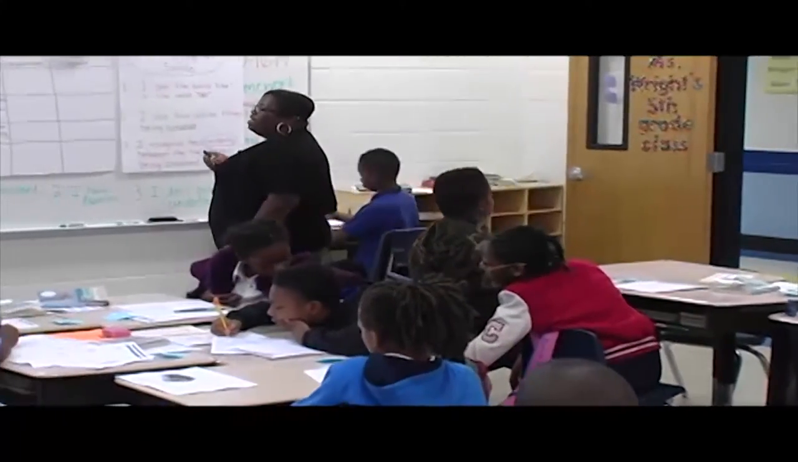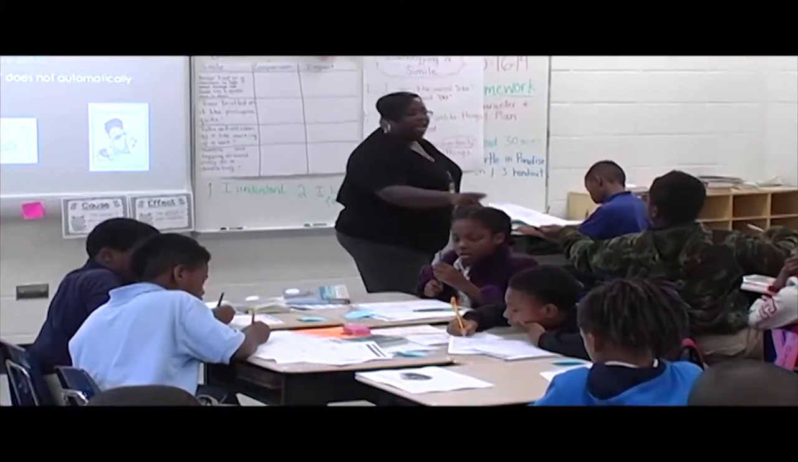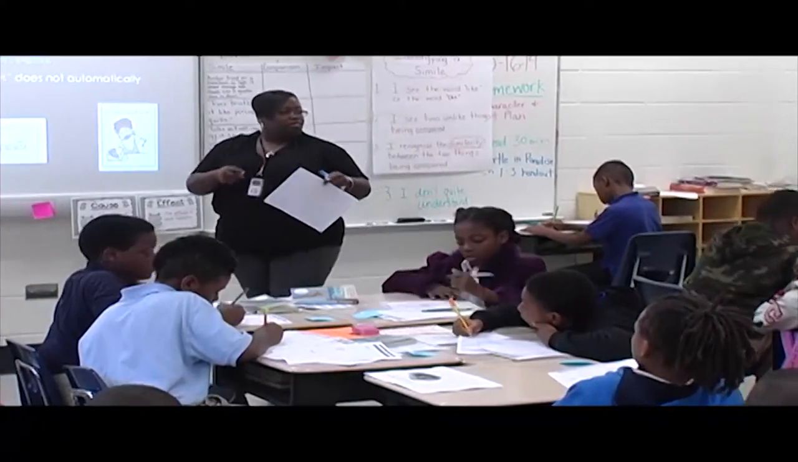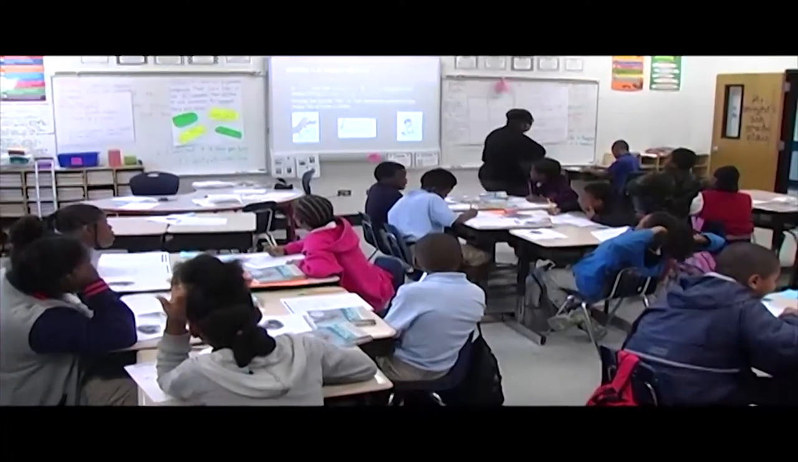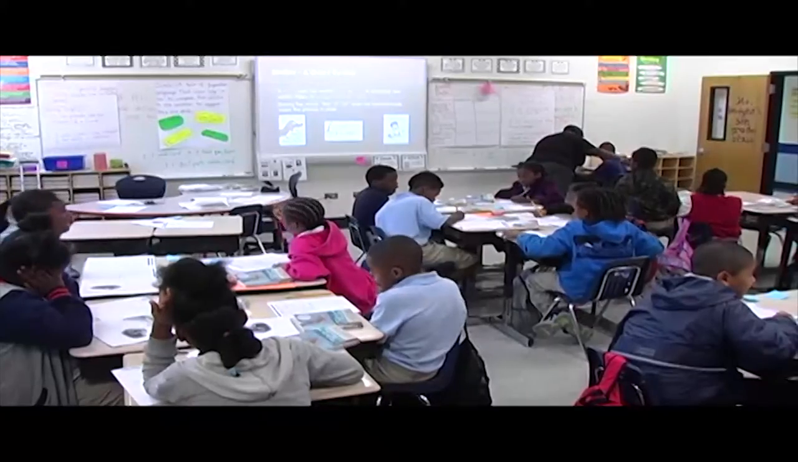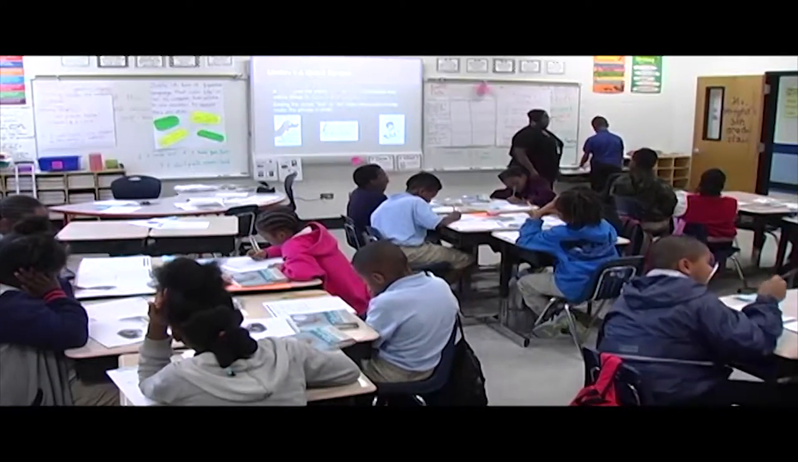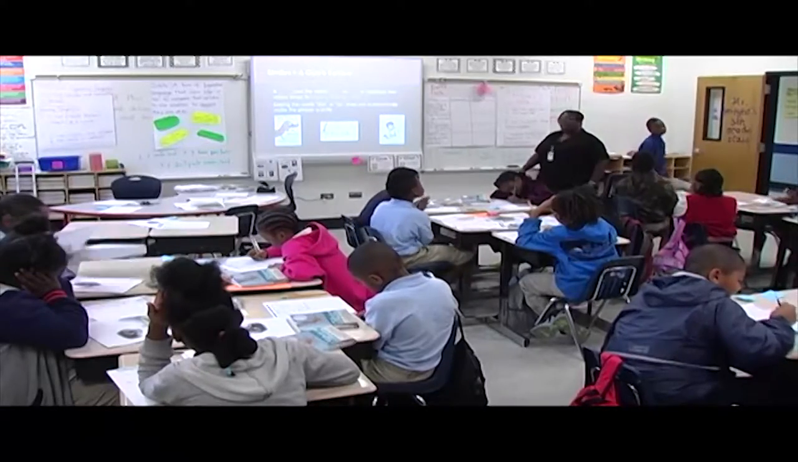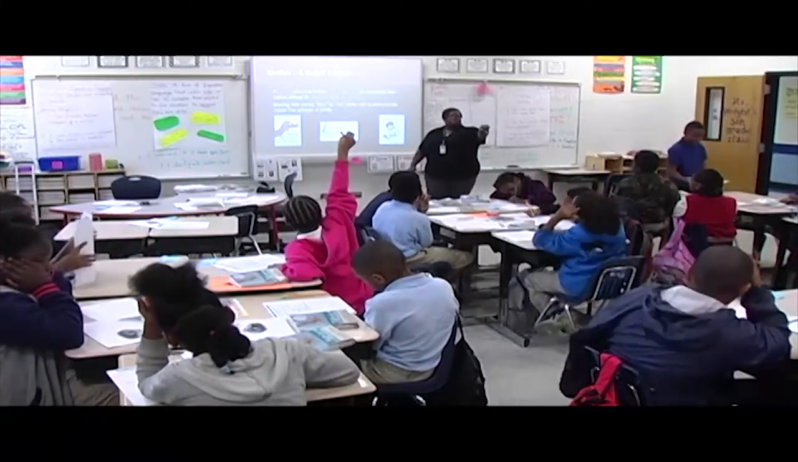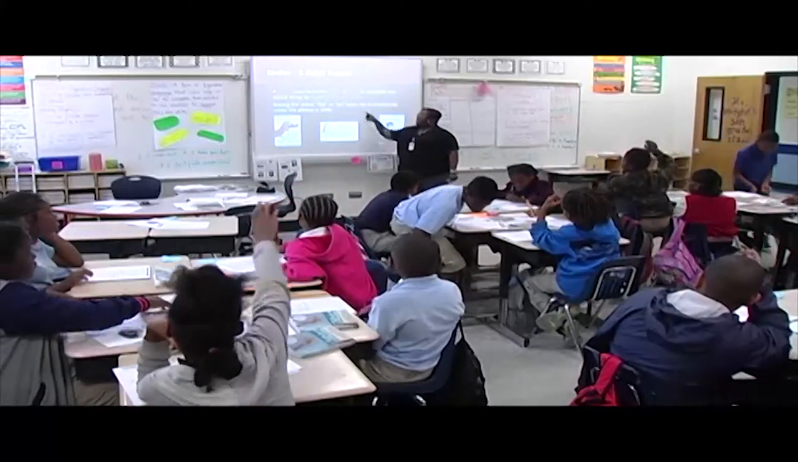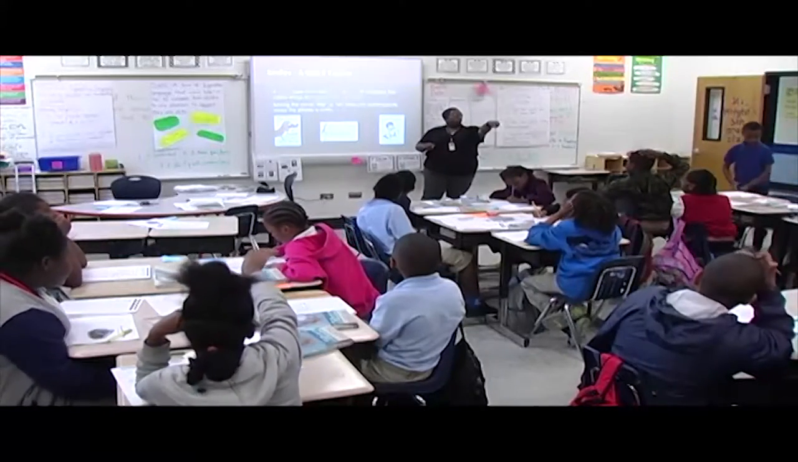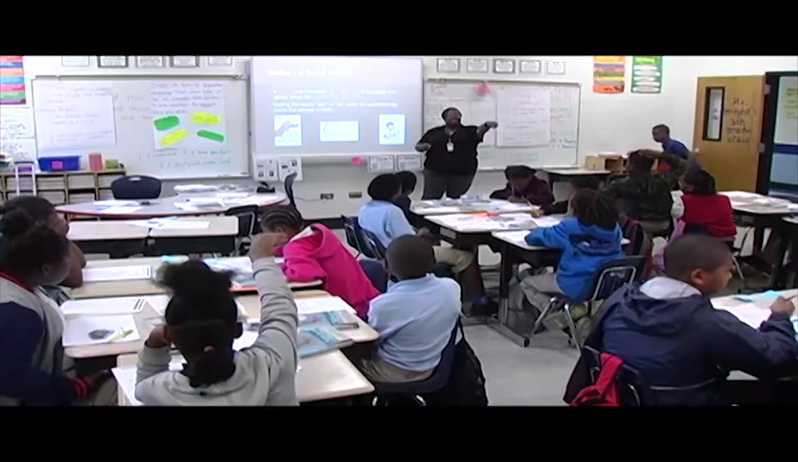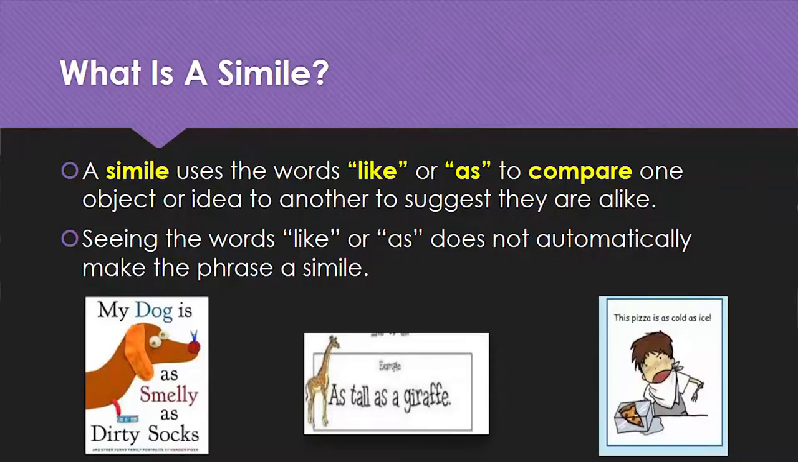Okay, really quickly, tell your partner what three characteristics a simile has to have. Tell your partner at the table. Okay, so somebody give me one characteristic. Like or as. Raise your hand. What's the second characteristic? Compare what? Two things that are unlike. And what's the third characteristic? Suggest they are alike.